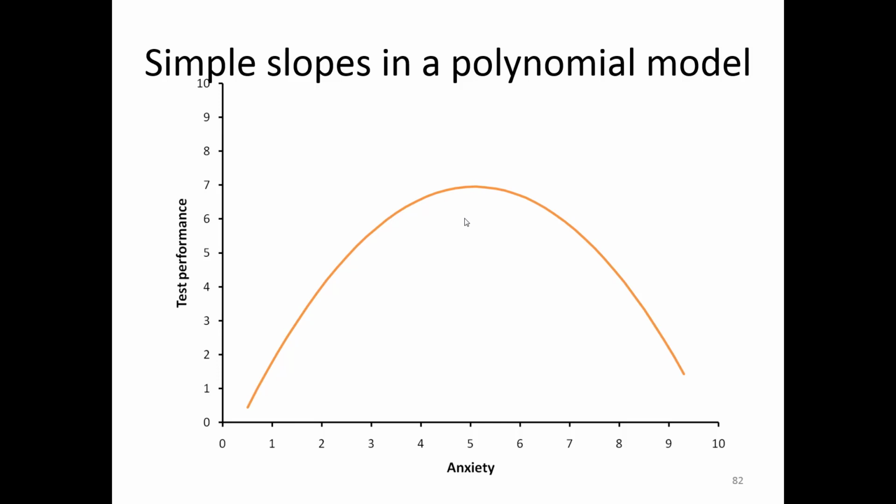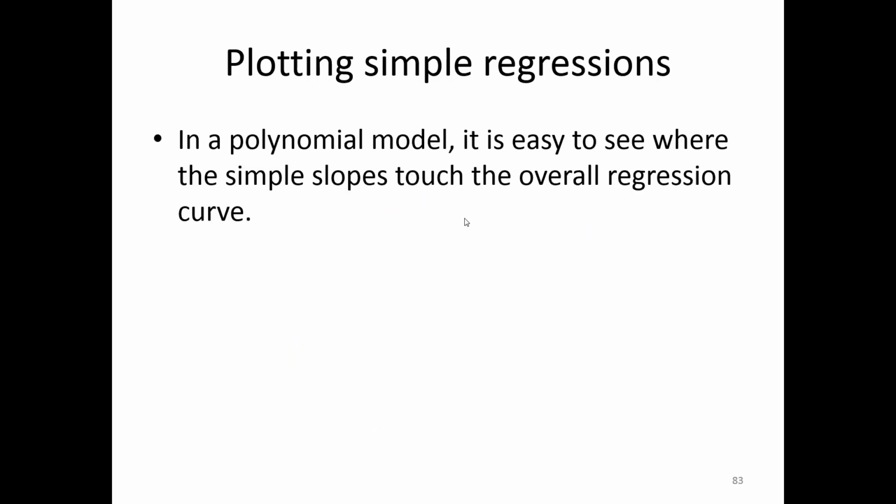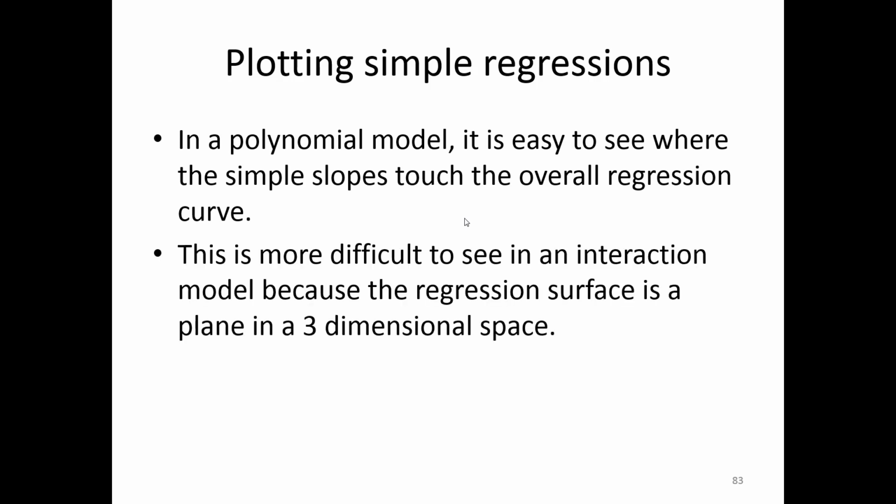So this is a similar approach to what we used when we got simple slopes in a polynomial model. So this is our example we talked about earlier, predicting test performance from anxiety. Here's anxiety at the mean, and then there's anxiety at the mean +1 standard deviation, anxiety at the mean -1 standard deviation. In a polynomial model, it's easy to see where the simple slopes touch that overall regression curve. So it's very intuitive and pretty easy to see.